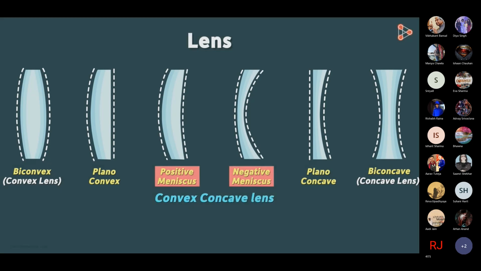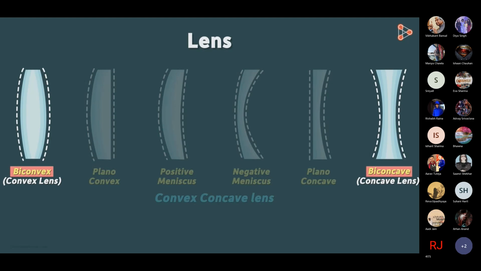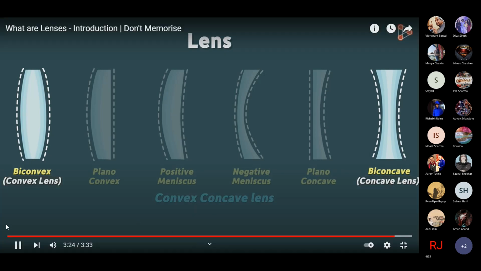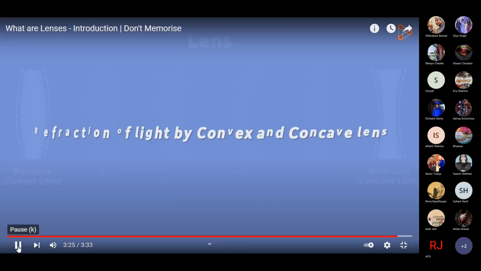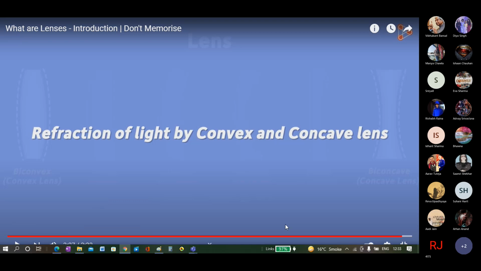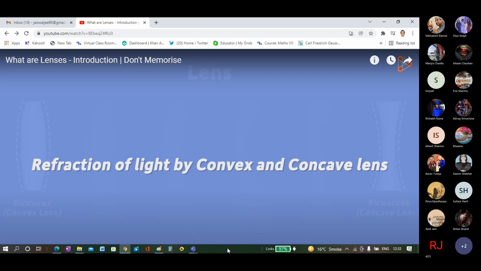From all the types of lenses above, we are interested in only biconvex and biconcave lenses, which are also referred to as convex and concave lenses. In the next video, we will see how these convex and concave lenses refract light. So this is the basic definition, or basic types of lenses we have to understand.